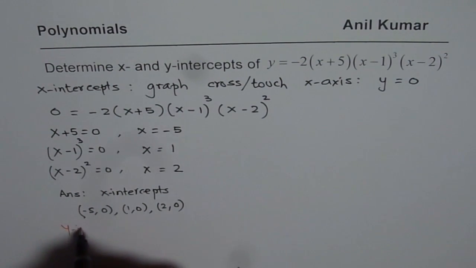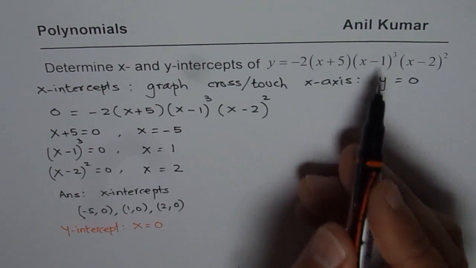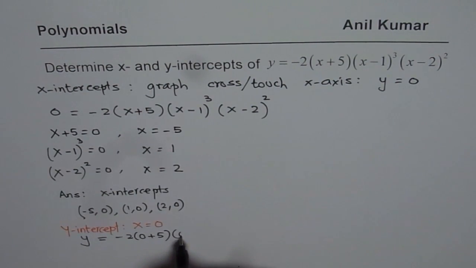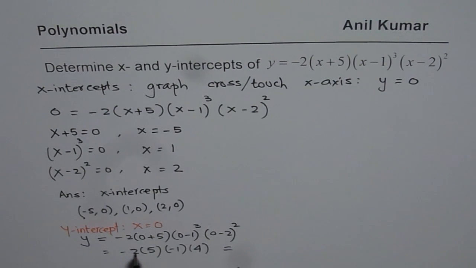Now for the y-intercept, x equals 0, right? So we'll substitute x equals 0 and find the y-intercept. So we have y equals minus 2 times (0 plus 5) times (0 minus 1) whole cube times (0 minus 2) whole square. That gives us minus 2 times 5, minus 1 cubed is minus 1, minus 2 squared is plus 4. That calculates to 2 times 5 is 10, 10 times 4 is 40. For the sign, minus times minus is positive. So the y-intercept is at plus 40, correct?